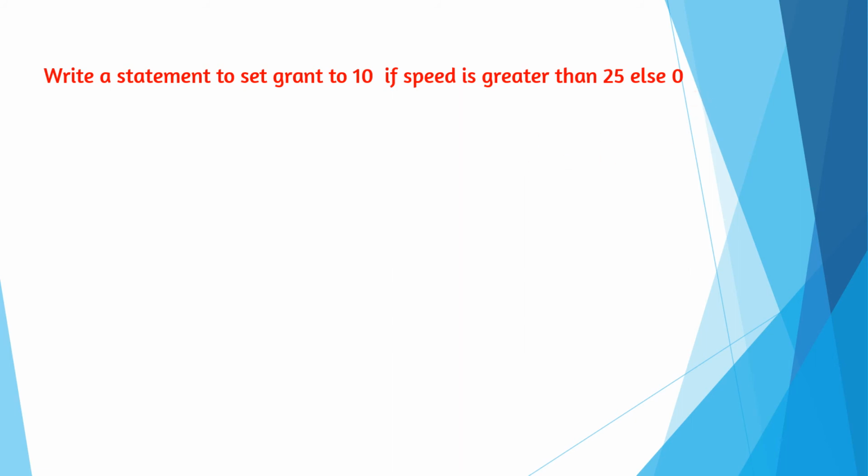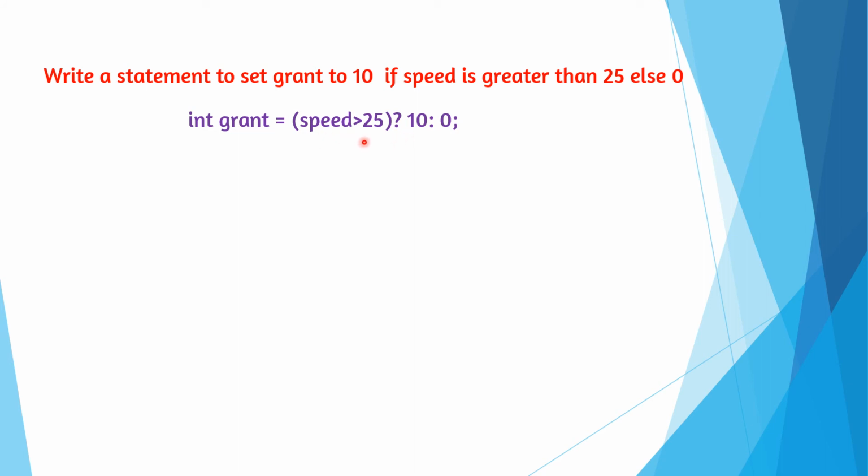So how can we write the statement? Here, int grand, because 10, 25 and 0 are integer numbers, we can take it as int. int grand is equal to speed greater than 25. Write the condition in proper Java format. We cannot write a sentence like "speed greater than". We have to write the condition in format. So speed greater than 25 question mark.